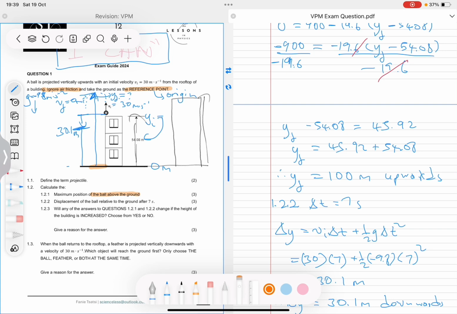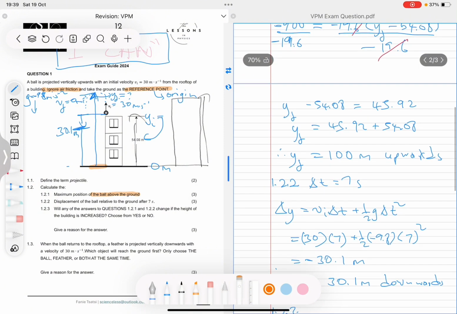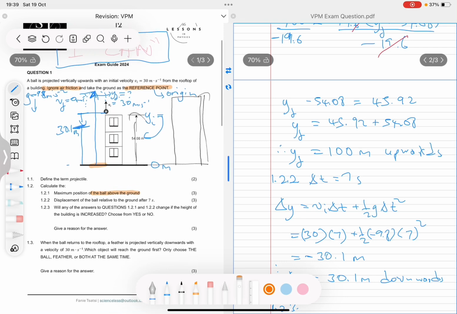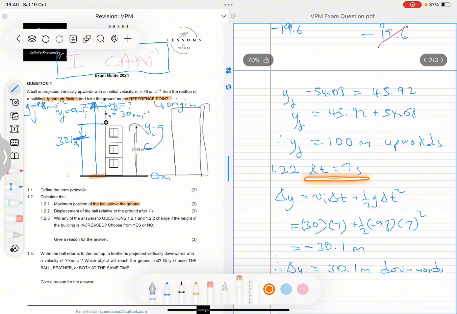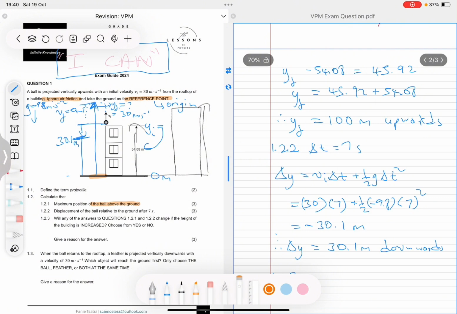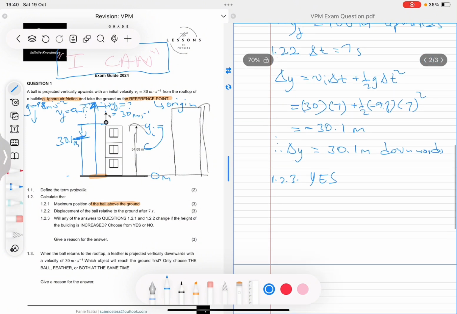So now you can see that our final answer here, the final maximum position, would be larger, right, because we would have a bigger number here, right? And this will also change how the ball will move from here and coming back here after 7 seconds, right? So this is the situation here, the question 1.2.2, where we were given 7 seconds, right? So you would see that also that will change, right? So the answer would be yes. If you increase the height of the building, the answer will change in those two questions. So the answer here is yes, right?